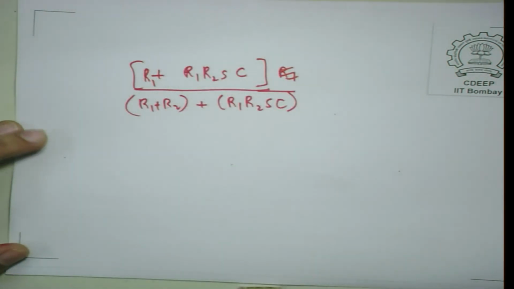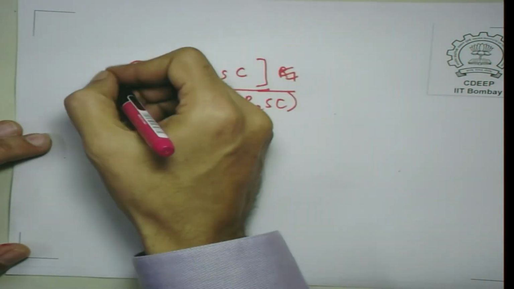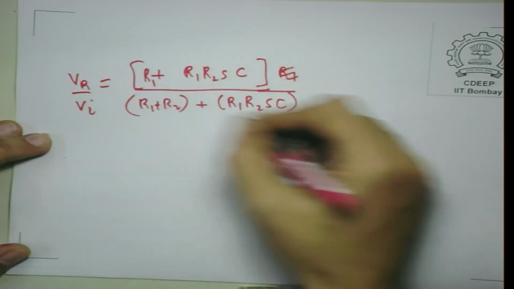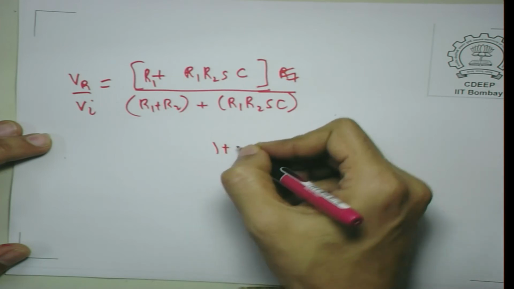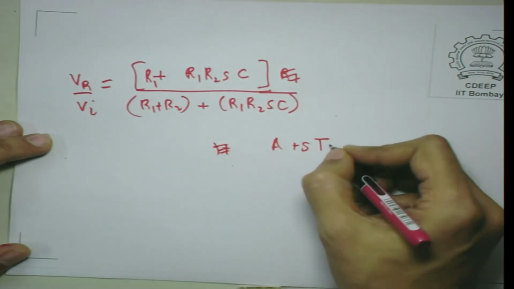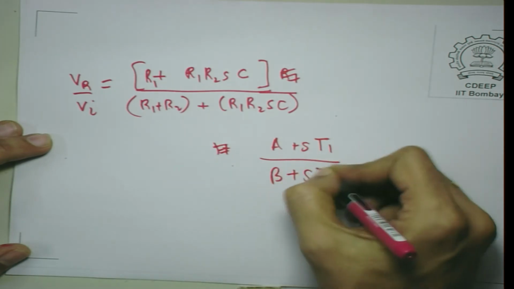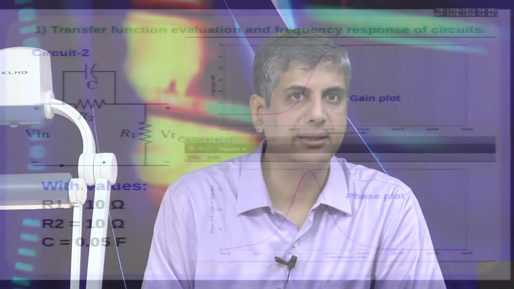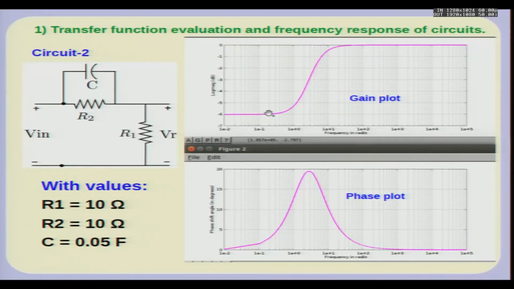R1, yeah, sorry. So, I have got it right now, I think. This is the transfer function between Vr and V input, and you will notice that it is of the form (A plus St1) upon (B plus St2). If you look at the behavior of this circuit, it is also called a lead circuit.